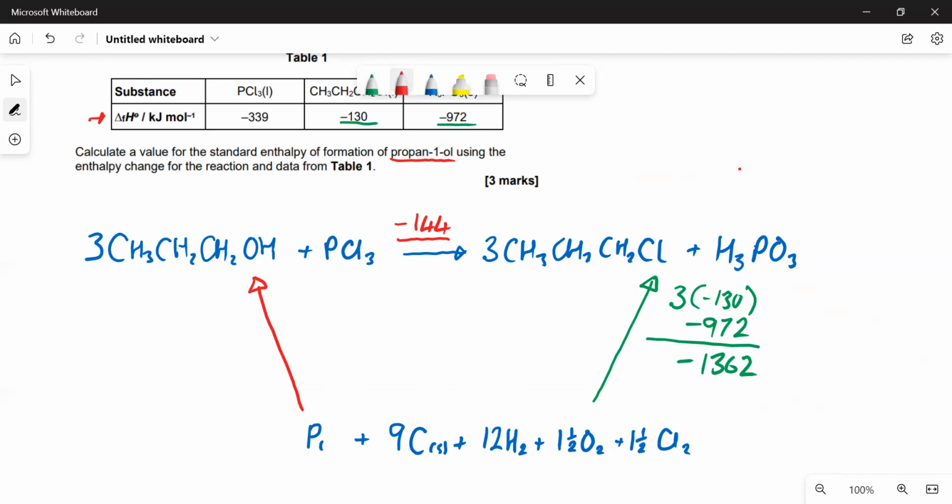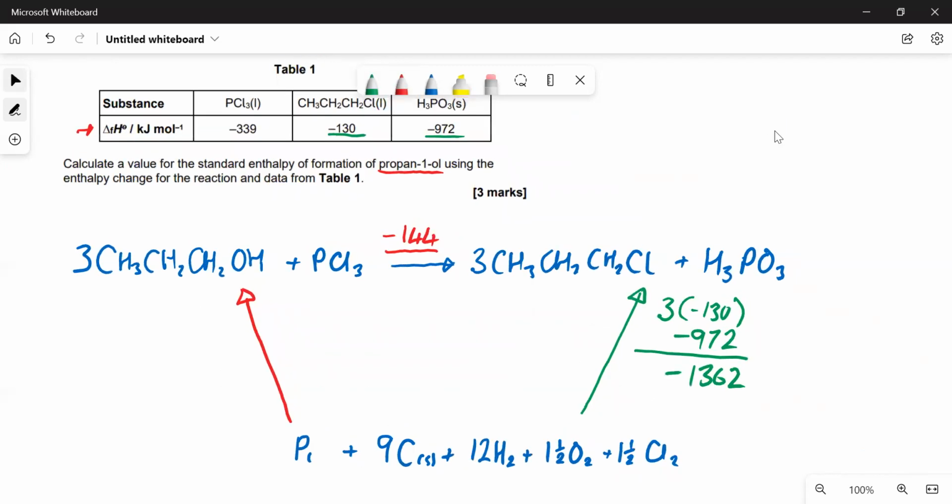Well, we're forming 3 moles of the alcohol there. So we don't know what the value of the alcohol delta HF is. We've got to find that out. So let's call that X. So it's going to be 3X there. And we also form 1 mole of PCl3, which is minus 339, sorry. Right. Now we're going to fill in the Hess's law cycle.